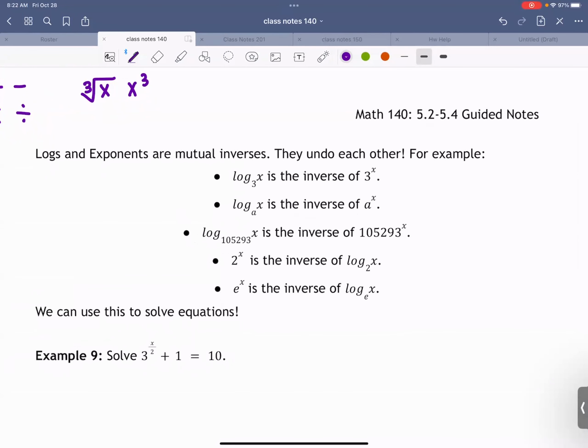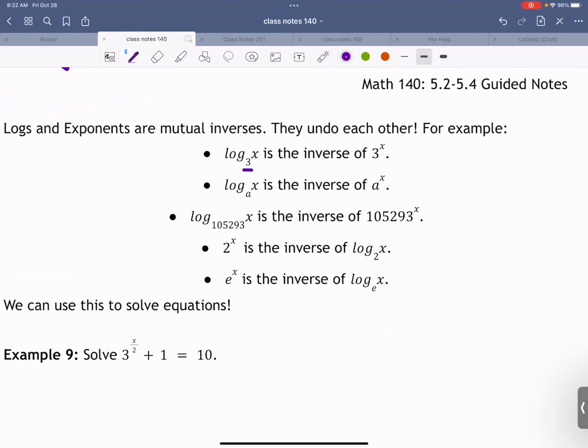Now, a random log and a random exponent aren't inverses necessarily, okay? The way that they're inverses is if the bases are the same. So in this example, we have log base 3. It's not the inverse of any exponential function. It's actually the inverse of 3 to the x. So as long as the bases match each other, they're inverses, okay?